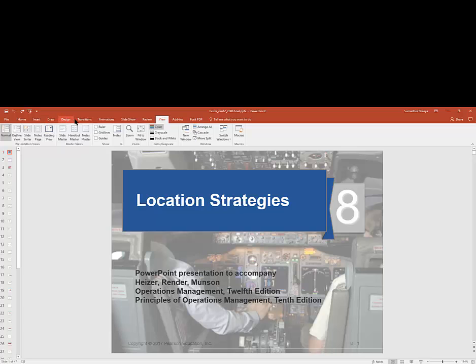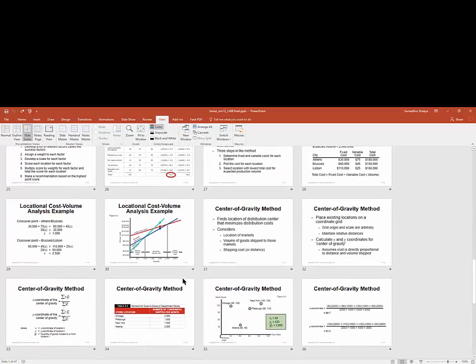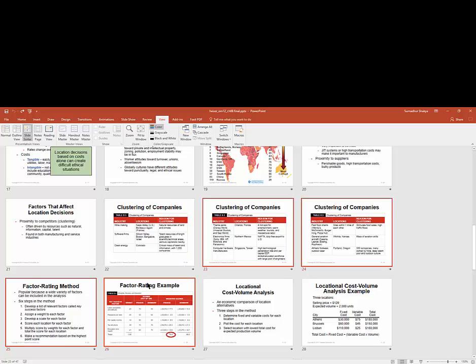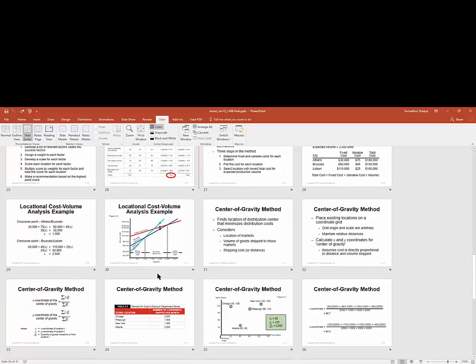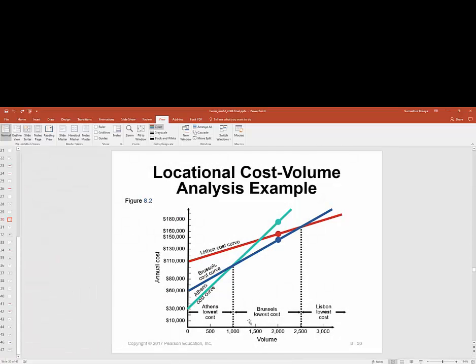So in this chapter, we'll deal with three types of methods to determine the best location. The first one is the factor rating, something we've already done in the previous couple of chapters, where we use a sum product with weights. Then we'll also use the break-even cost example, where within a certain range one location is better, and beyond a certain volume the next location is better.